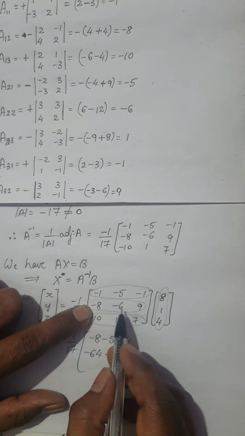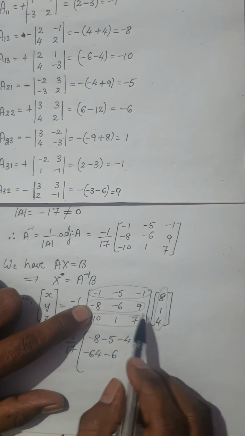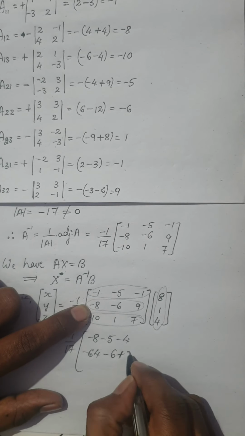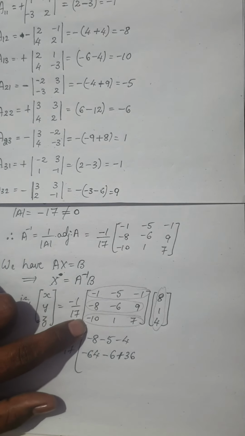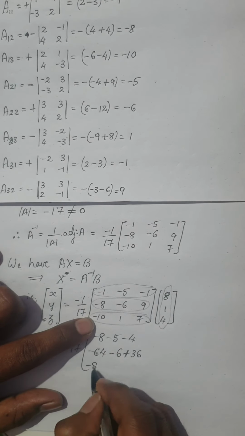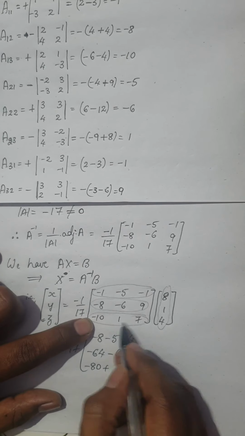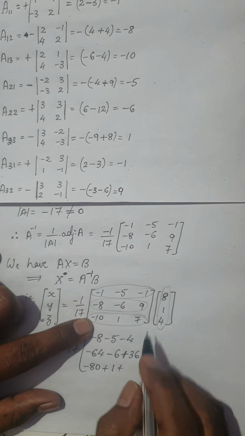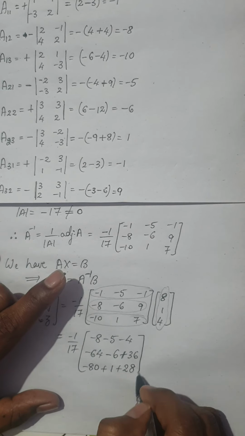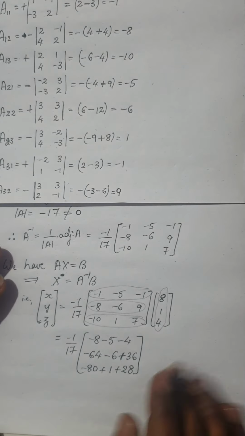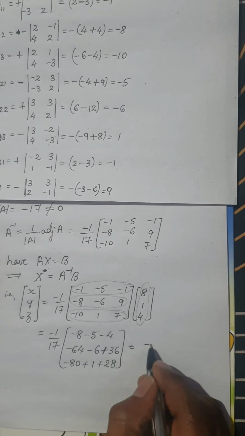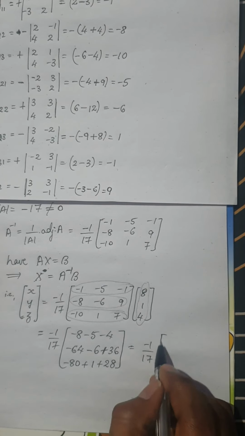Next, minus 8 into 8 is minus 8 8s are 64. Okay, minus 6 into 1 is minus 6, plus, actually remember in between term will be plus, 4 9s are 36. Fine. Next, minus 10 into 8 is 10 8s are 80. Next, plus 1 into 1 is 1, plus 4 7s are 28. Is it clear? Right.